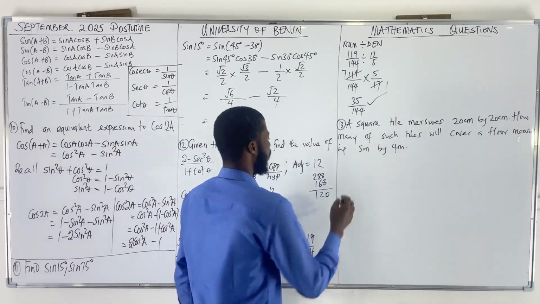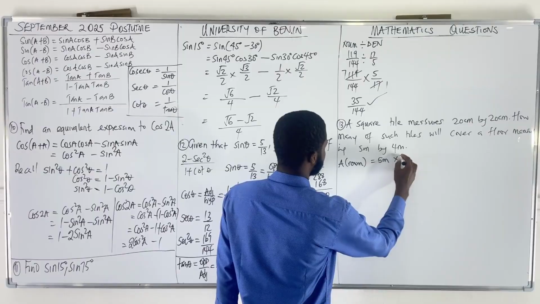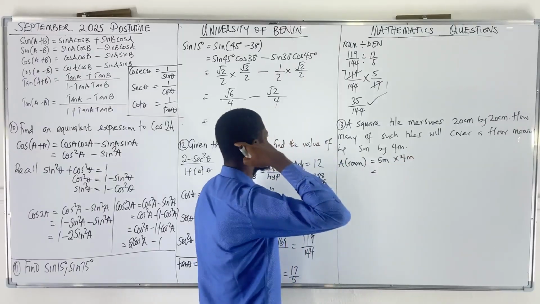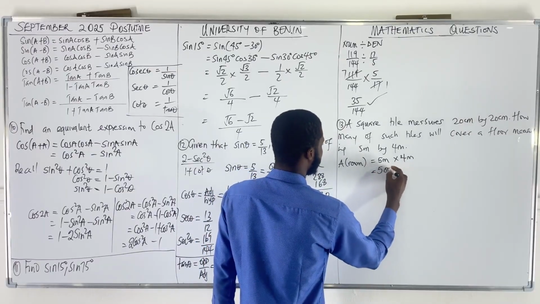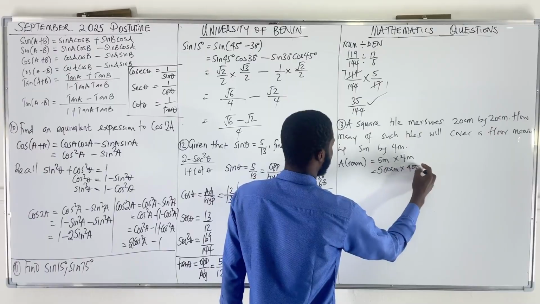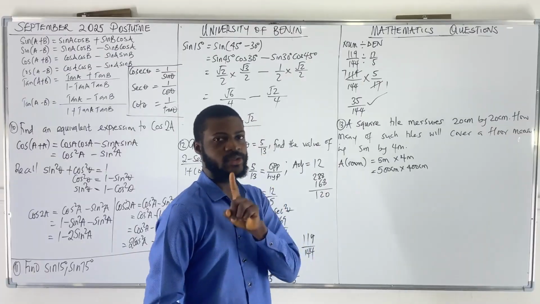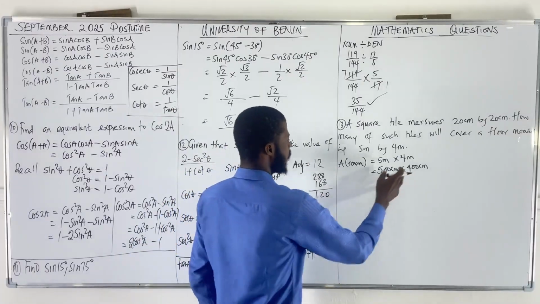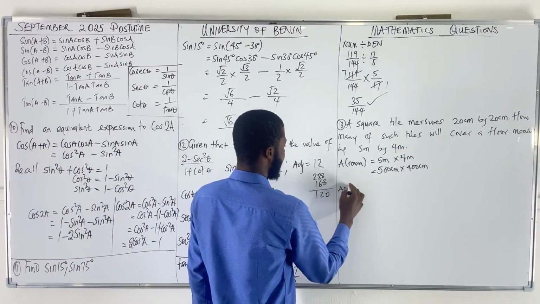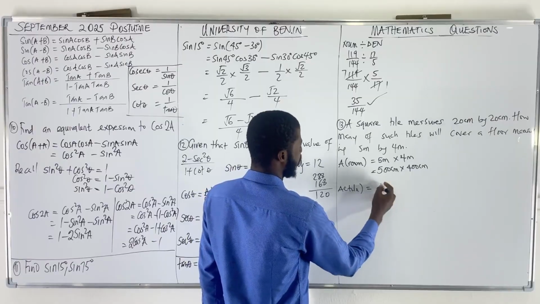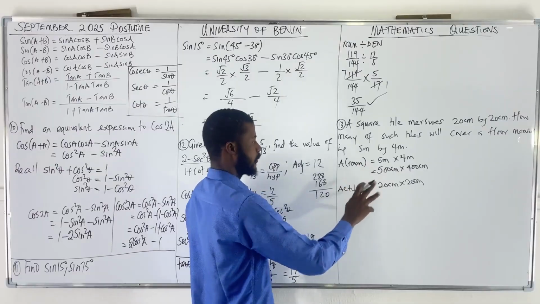So first of all, area of room will become 5 meter times 4 meter. But take note that the square tile has centimeter. So let's convert this one to centimeter. So this will be 500 centimeter, 400 centimeter. What's the conversion here? The conversion is 1 meter is equal to 100 centimeter. Then area of the tile will become 20 cm by 20 cm. I'm going to leave it like this.